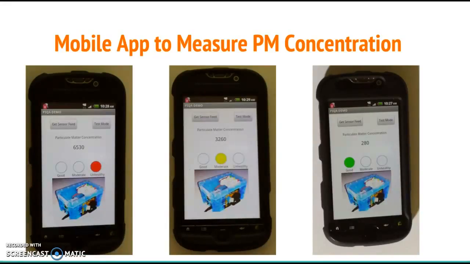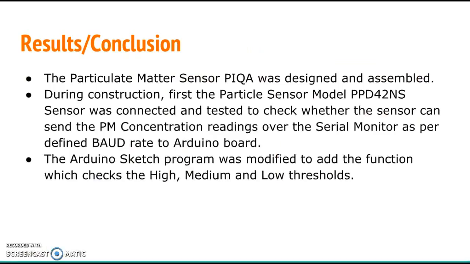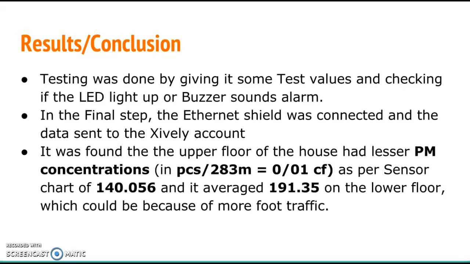And I also created this app so users can see through their phone what the particulate matter concentration reading is wherever they put their device to read that specific area. And so my results and conclusion: this Pika was designed and assembled, and during construction, first the particle sensor module was connected and tested, and all of that worked, and the sensor was tested to check whether it can send the PM concentration readings over the serial monitor at the defined baud rate to the Arduino board. And so it checks all the thresholds, and the LED and buzzer all work, and so does the IoT connection.